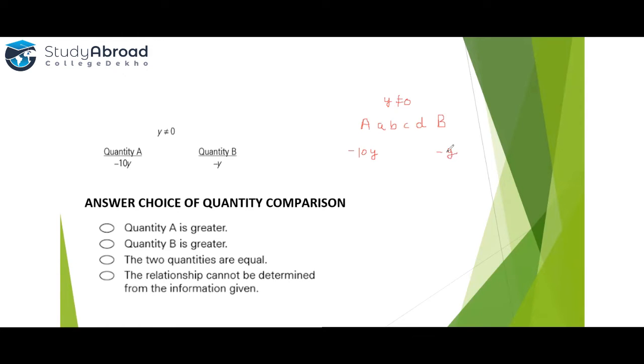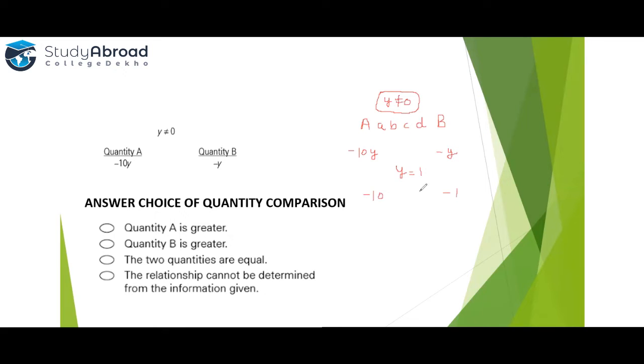Firstly, try a value of y that satisfies this condition. That means y is not equal to 0, so y can be any number other than 0. Let's try a simple number. Let's try y equals 1. If we try y equals 1, what will this be? This will be minus 10. And this will be minus 1.